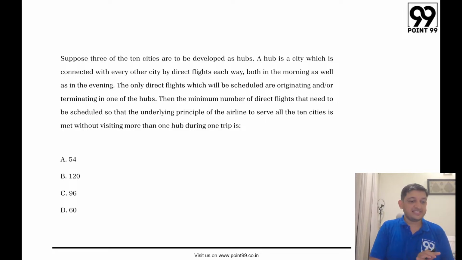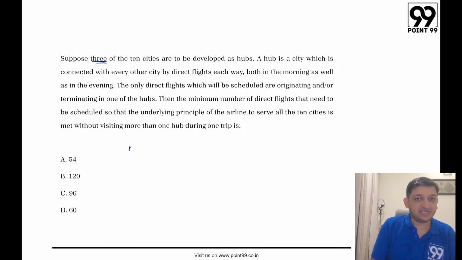Okay. So let's move to the second question. Similar question. Now, suppose 3 of the 10 cities are to be developed as hubs. A hub is a city which is connected with every other city by direct flights, each way, both in the morning as well as in the evening. Right? So I have made 3 cities hubs. So let's say for example A, B, C become hubs.